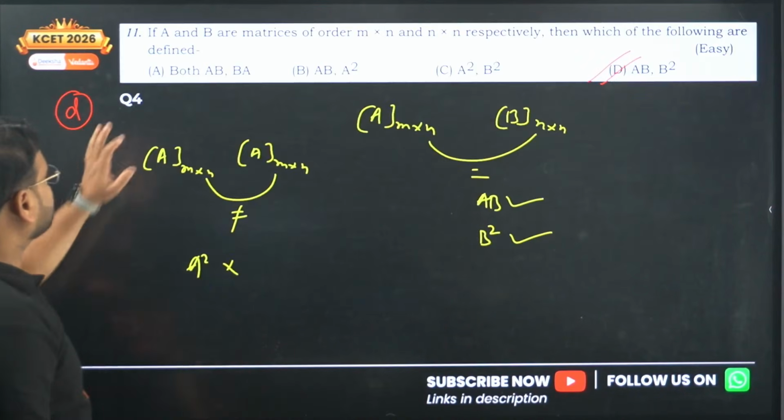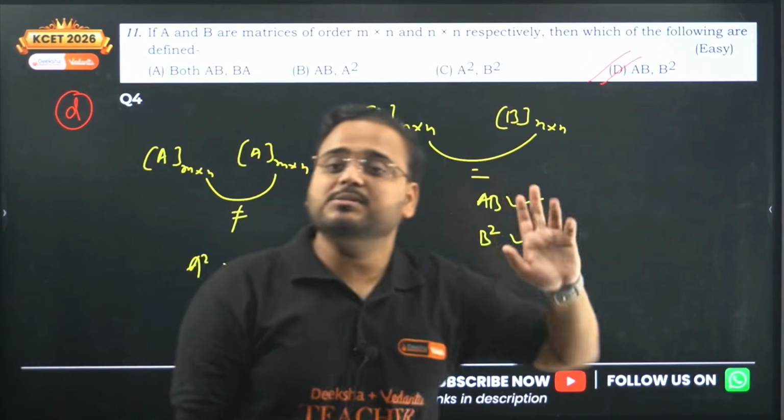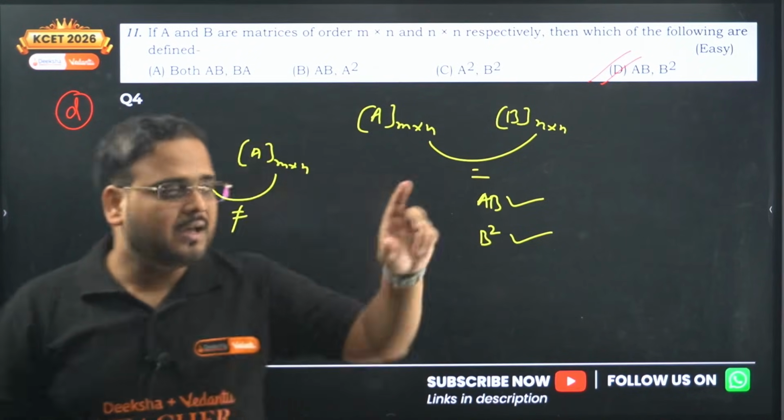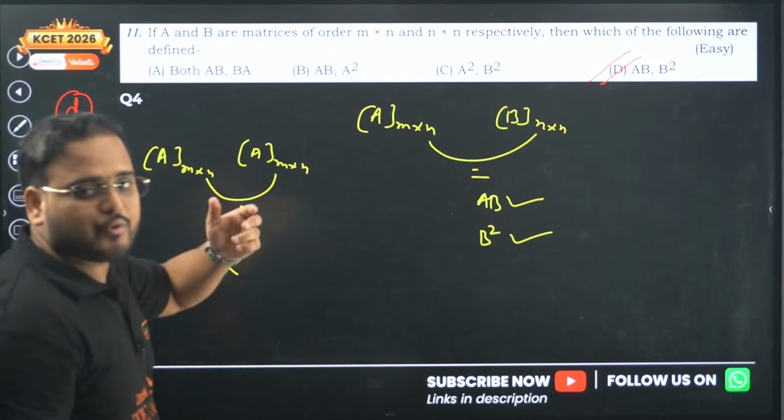So this is question number 3. This is question number 4 from the question bank, which is nothing but question number 11 of your MCQs. Next, we'll move on to question number 5 now.